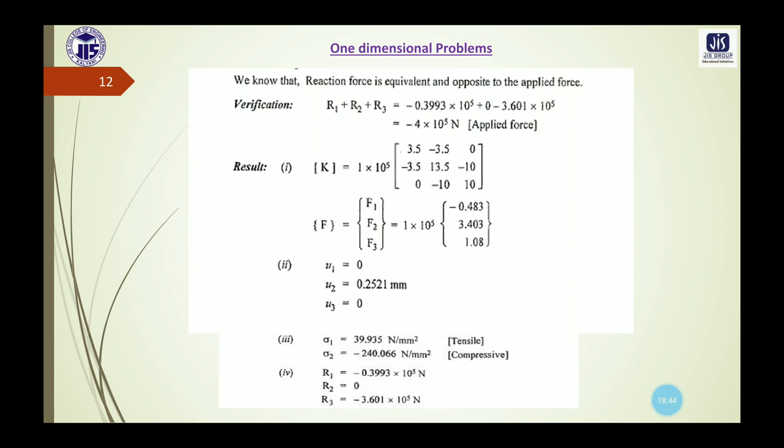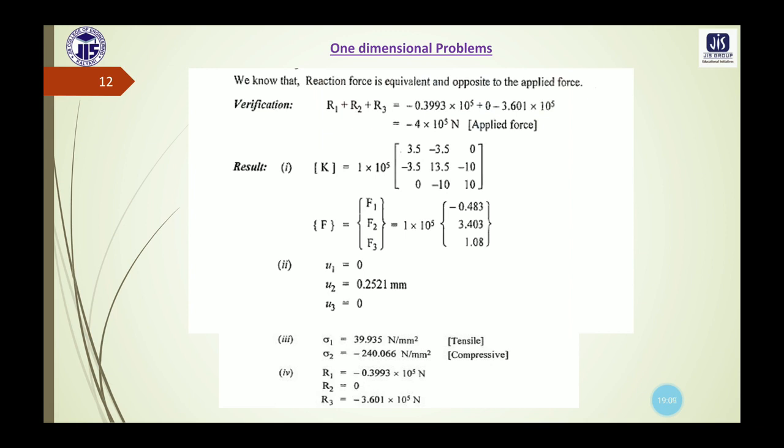Next, for the third part of the numerical, we have to find the thermal stresses for elements 1 and 2. So sigma 1, the thermal stress for element 1, is 39.935, a tensile stress. Then sigma 2, the thermal stress for element 2, is minus 240.066 Newton per millimeter square, and it is a compressive stress.